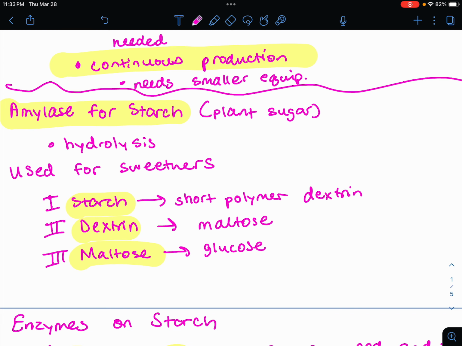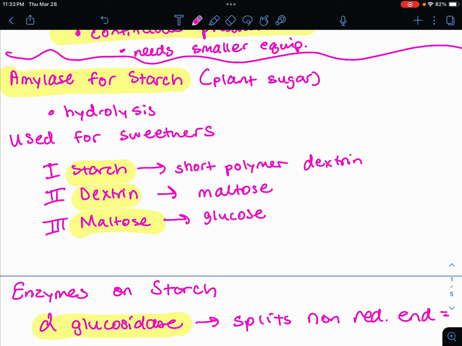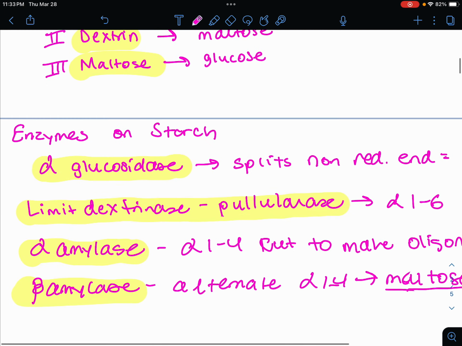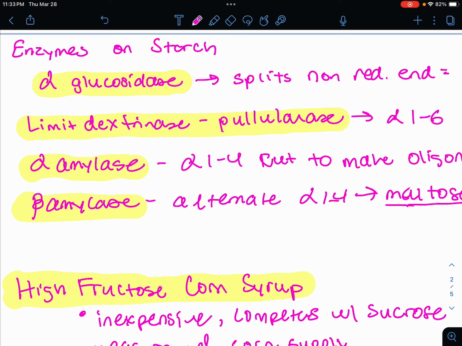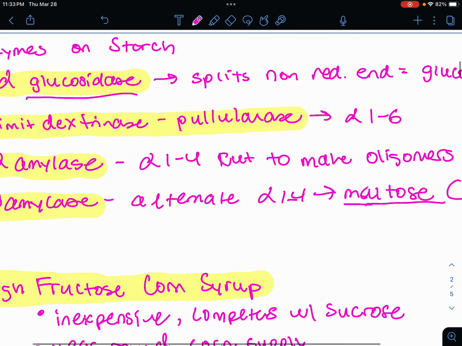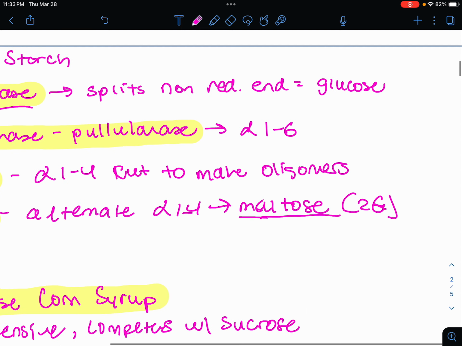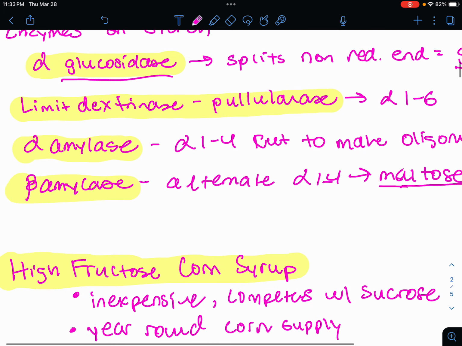So a basic overview of the process: first, starch is converted to short-chain polymers known as dextrins, and then the dextrins are converted to maltose. Maltose is a disaccharide, and afterwards you get to maltose, you go and convert that to glucose. So we have several enzymes here that work on starch that we need to take into account. We have alpha glucosidase. A glucosidase will split the glucose from the non-reducing ends to yield these free glucose.